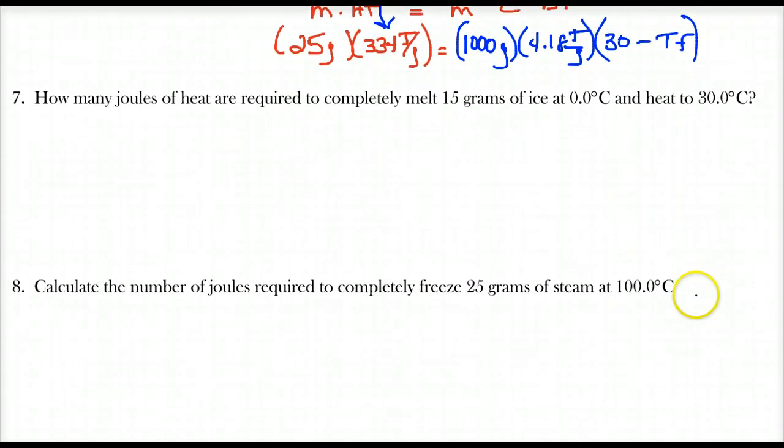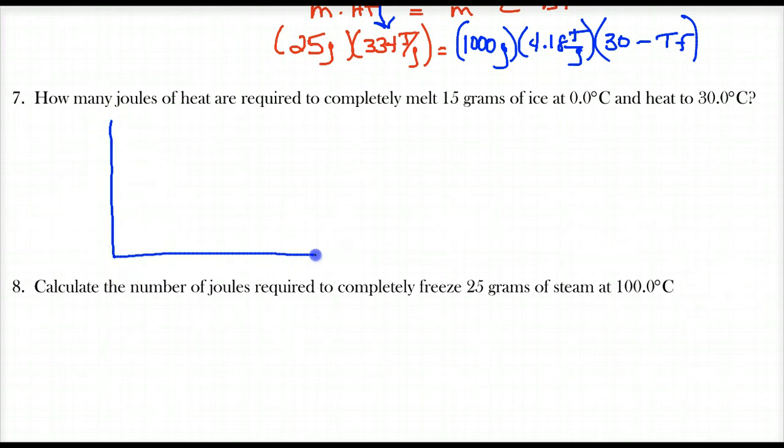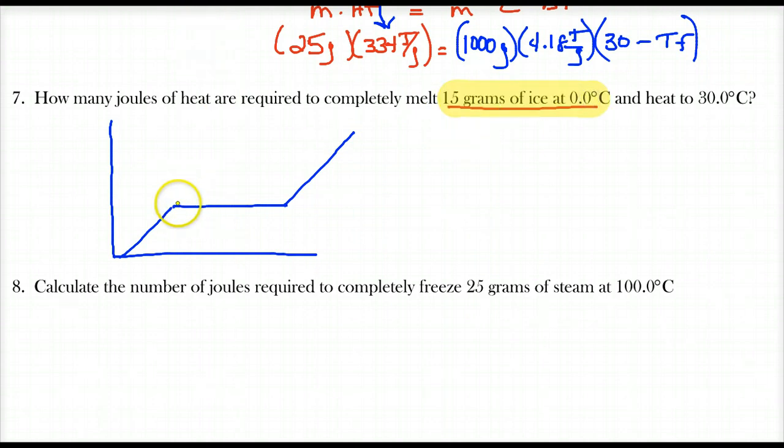All right, now I'm going to have some fun. Number 7, how many joules of heat are required to completely melt 15 grams of ice at 0 and heat to 30? Okay, so let's draw our heating and cooling curve. First and foremost, we're going to melt 15 grams of ice at 0. That is happening right here. At 0 degrees Celsius, we're melting, so we're at the phase change. We all should know that's M times heat of fusion for obvious reasons.